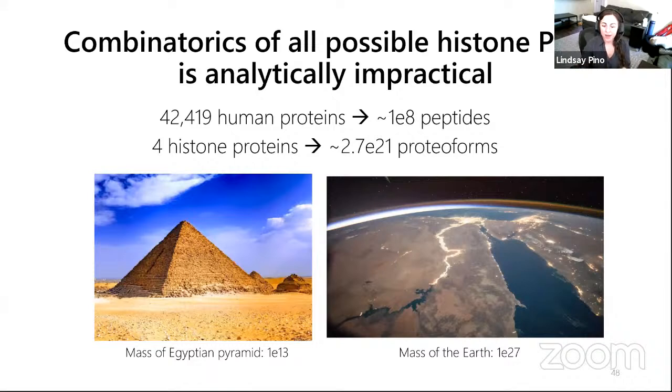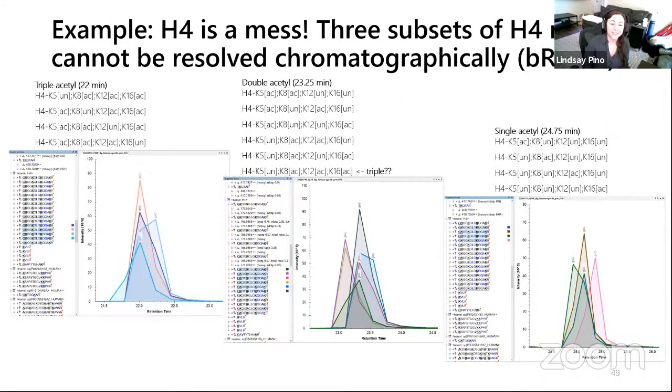Since we're talking in the context of Skyline, I want to highlight some of the difficulties, not just in this search space, but also in Skyline, even when you're looking at these proteins. So here's one protein. This is histone 4. It is a mess. It is an absolute mess.